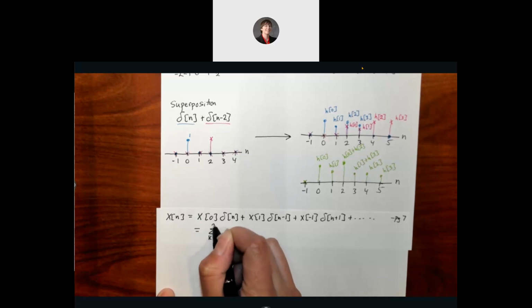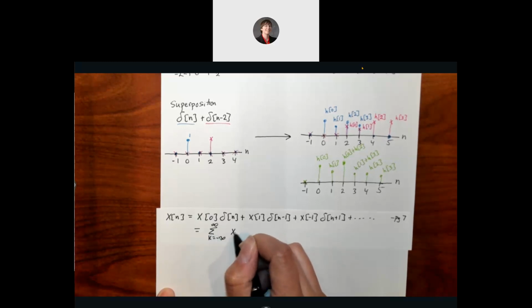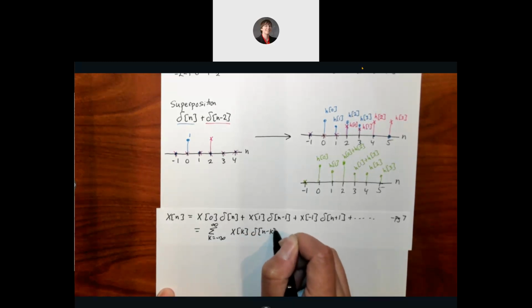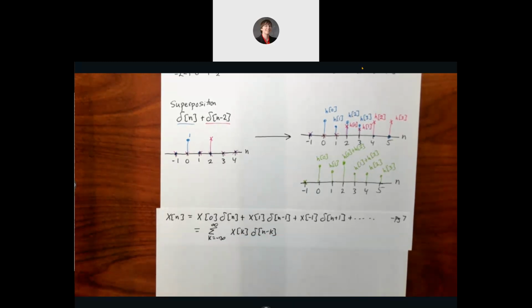Or I can write this in a more compact form by using a summation like so.